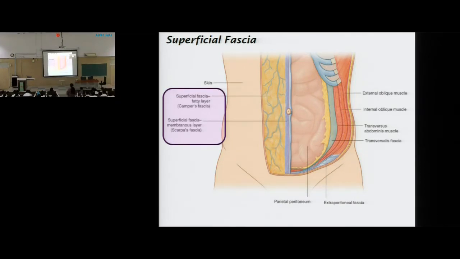So any structure which is going to come from the posterior abdominal wall and come through this abdominal cavity and come to lie in this area will carry this deep membranous layer also. Okay, that deep membranous layer will be again present in the scrotum.